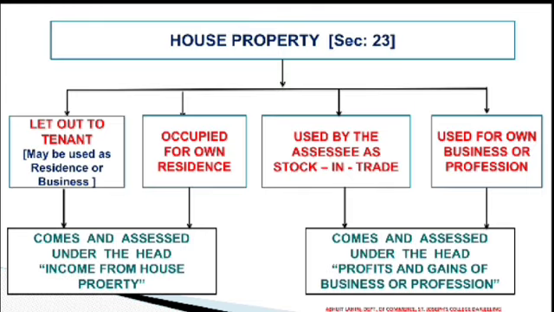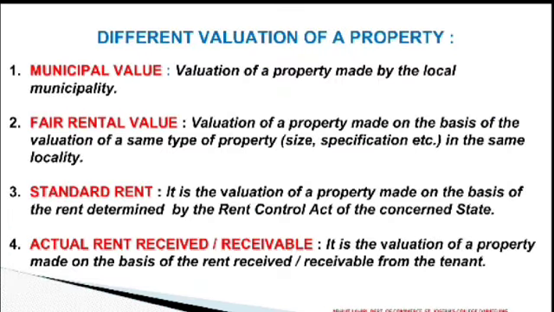Then we have the house property under section 23, where we have the segregation of let out to tenant. That is, we have the house and we let it out to the tenant, for the purpose of residence or business, whatever it is, that comes under income from house property, as well as an own residence also comes under income from house property. Here, if the owner uses it as stock in trade, or for business or profession, then it comes under the head profits and gains of business or profession.